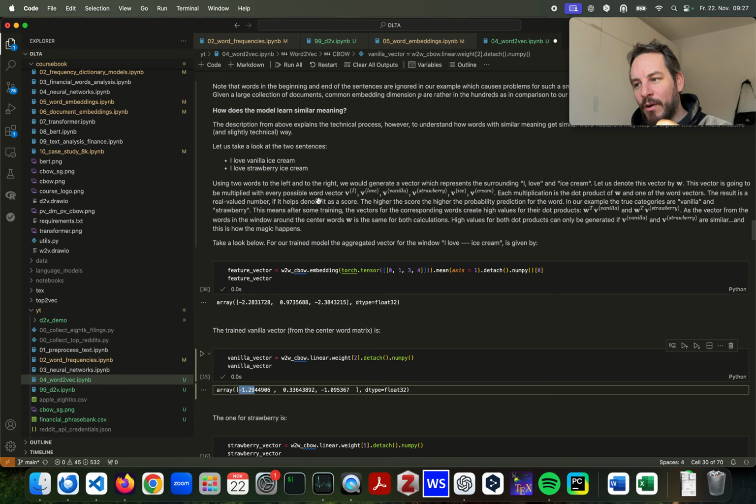However, still the model learns to relate them to each other. And how or why does it learn it? Because the words surrounding these words are the same. And by presenting the model sentences or window slides like this, in an indirect way, vanilla and strawberry learn that they are similar to each other. Okay, I hope this kind of makes sense.